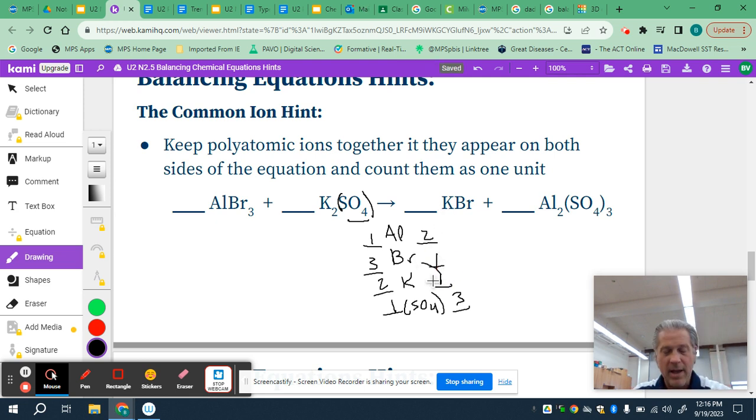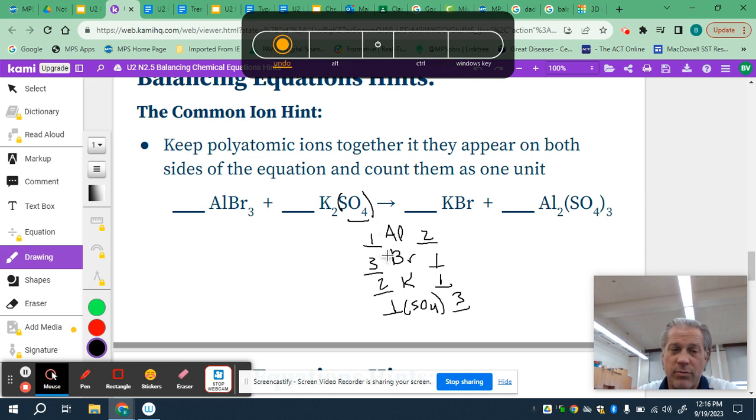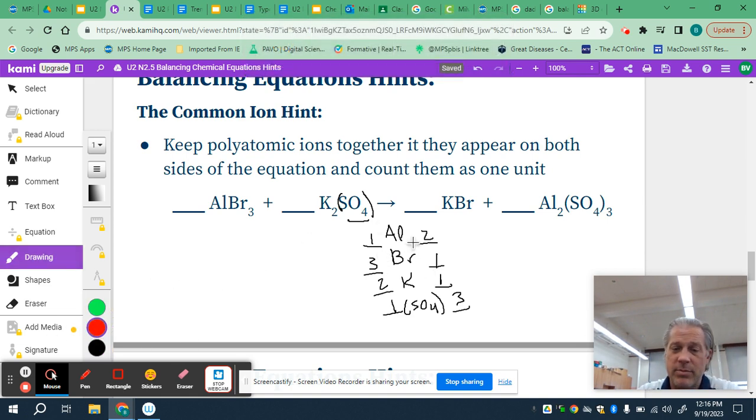Now, in order to balance, I'm going to look at these from left to right again. So my aluminums are not balanced because I have 1 on the left and 2 on the right. So I'm going to start with a coefficient of 2. Coefficient of 2 goes to Al and to Br. So that gives me 2 times 1 aluminum is 2, and 2 times 3 Brs is 6. Okay, so I have my aluminum balanced, my Brs are not, so I'm going to keep balancing.